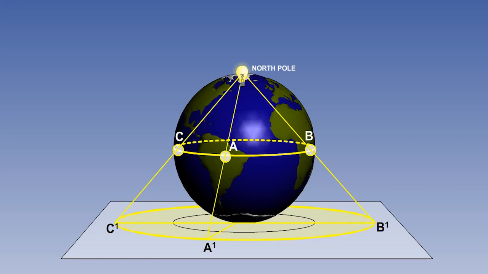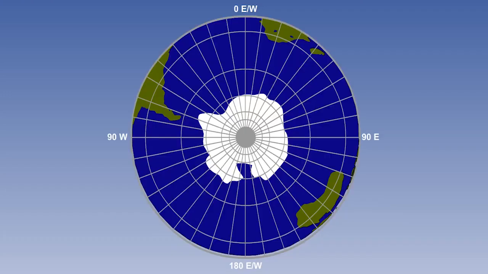A sheet of flat paper representing a plane surface is placed at the other pole, exactly perpendicular to the Earth's axis, and the light is projected. You can see that point A has an image at A1, point B at B1, and so on. The result looks like this.